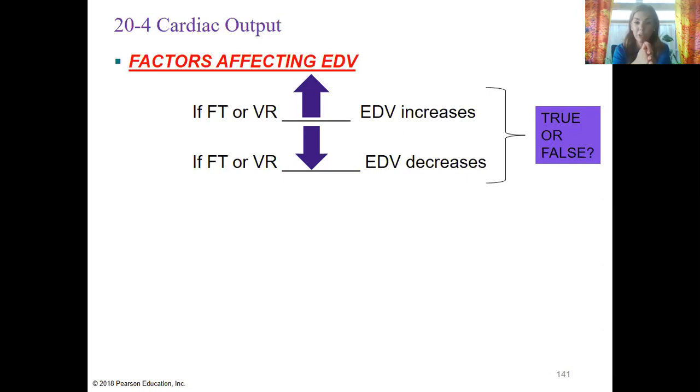So if you answered true, then you're good. Because if you have a greater filling time and greater venous return, then yes, you are going to have an EDV that will increase. That then makes the second equation true as well, because it's just the opposite. If the filling time or venous return decreases, then EDV is going to decrease. Therefore, stroke volume will decrease.